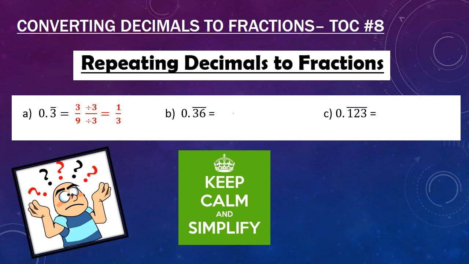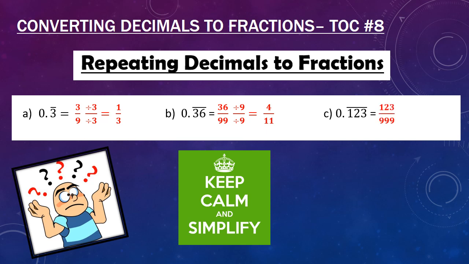Letter B, we have 0.36 repeating. So we're going to write 36 over 99, and again we need to simplify. With most of these, you're either going to be simplifying by 3 or by 9. 36 and 99 can both be divided by 9, and you would end up with 4/11.